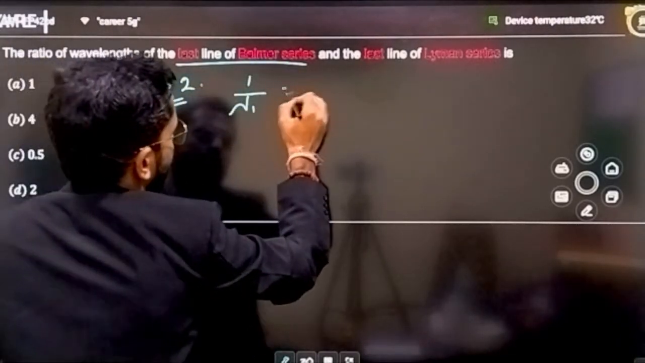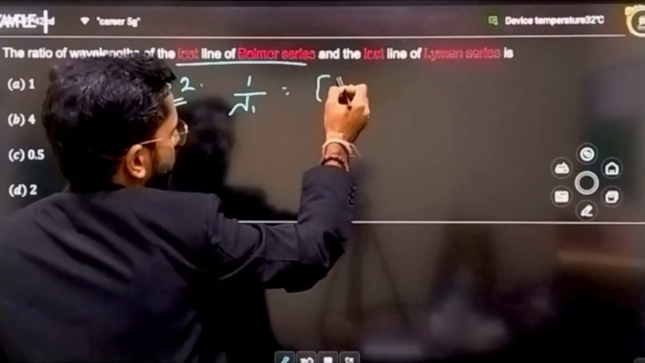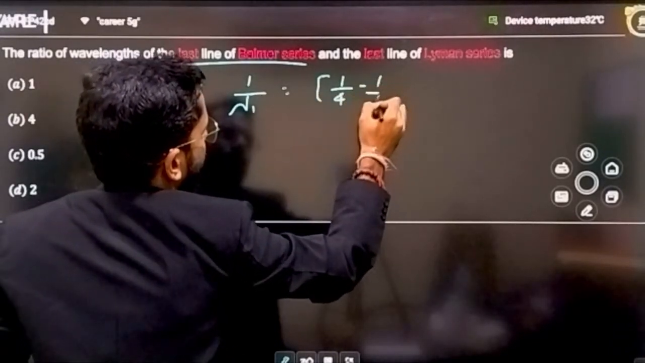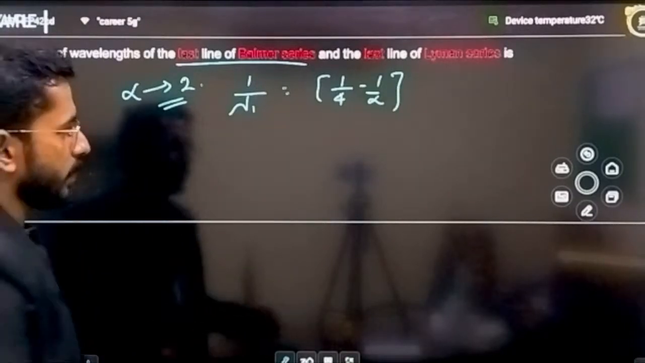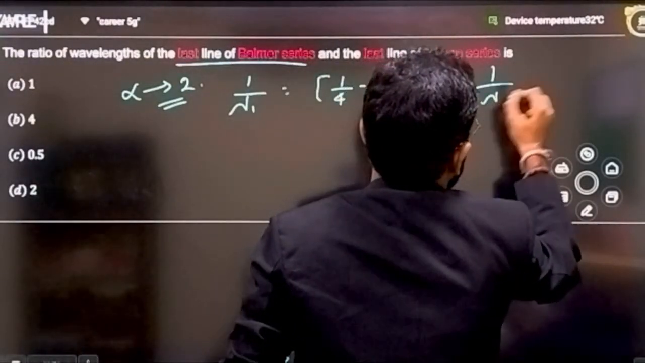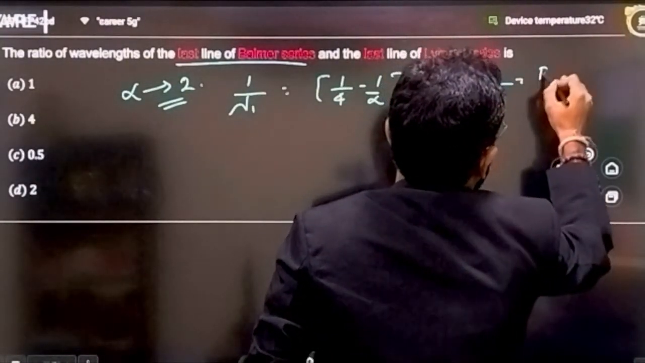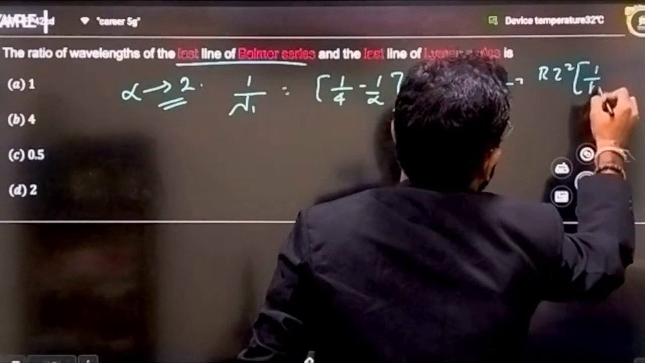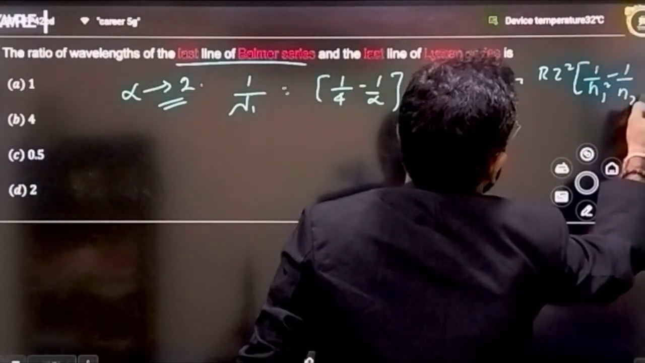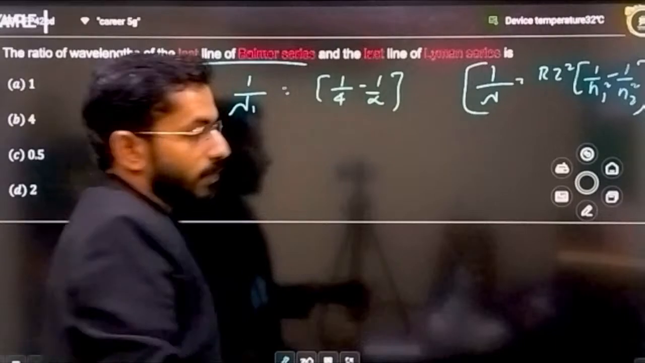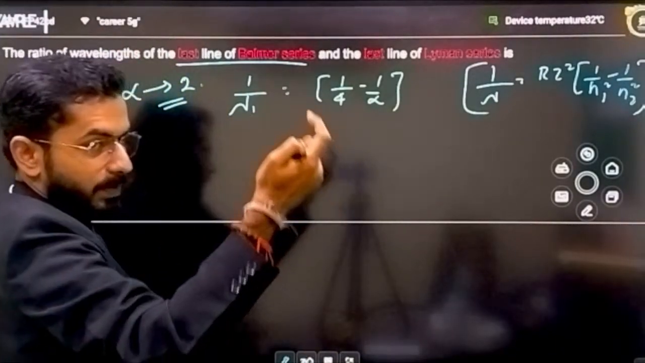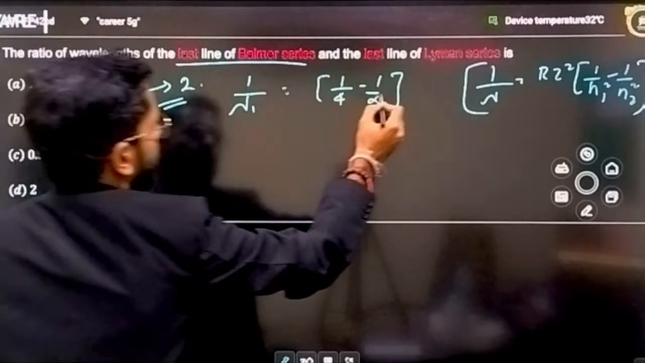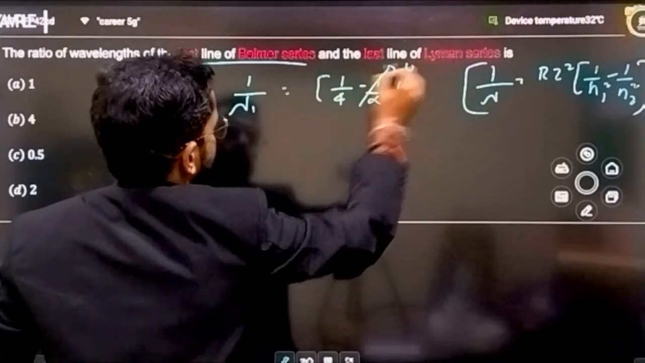That means 1 by lambda 1 equals r z square, again going to be cancelled. It will become 1 by 4 minus 1 by infinite. The formula is what? r z square into 1 by n1 square minus 1 by n2 square. For Balmer series, what is the final destination? It is always equal to 2. And for the last line, that means it is coming from infinite. That's why I put these values, and it will become 0.